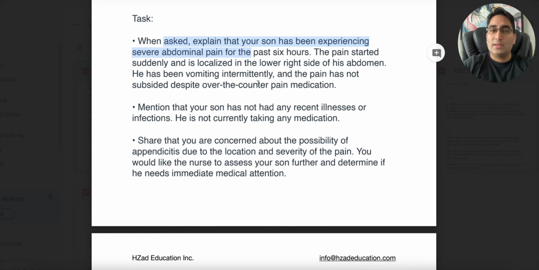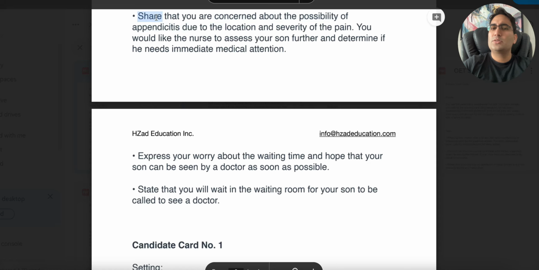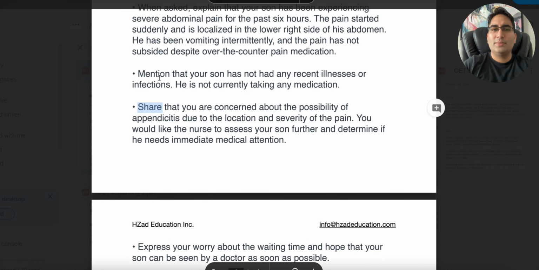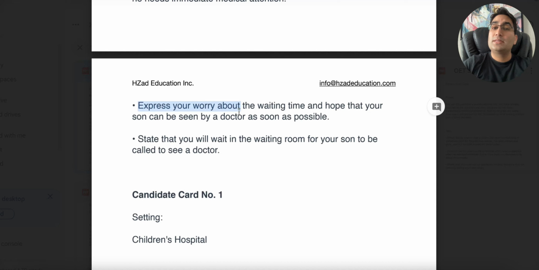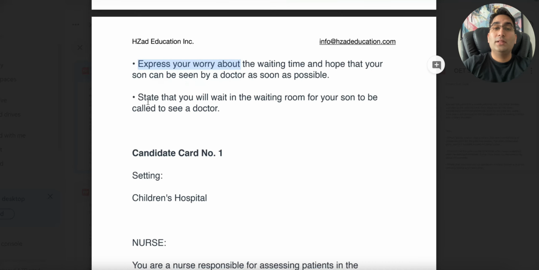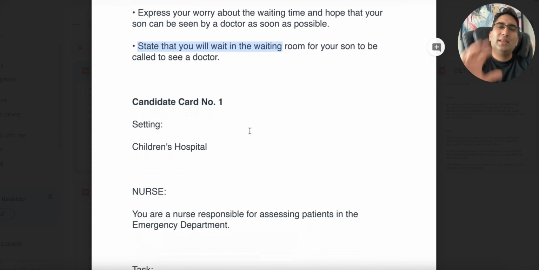They're going to be talking about the condition. They're going to be mentioning more details. They'll share something. These words are really key. They'll share something. They'll mention something. All right, so they'll provide details. They'll express their worry, and they will state that they will wait in the waiting room. So they are very worried, and they are going to be compliant with you because you will ask them probably to wait in the waiting room. So that gives you an idea of how the answers would be.